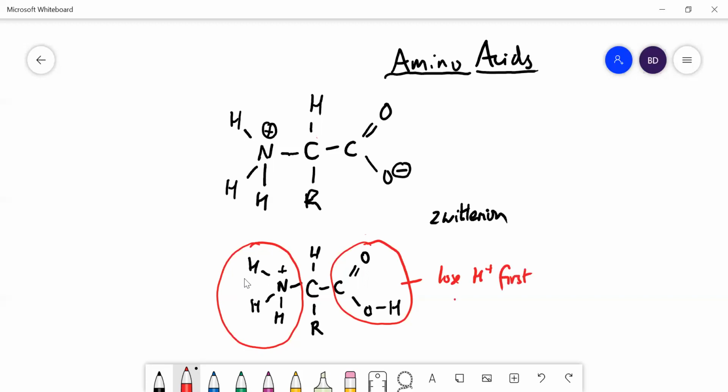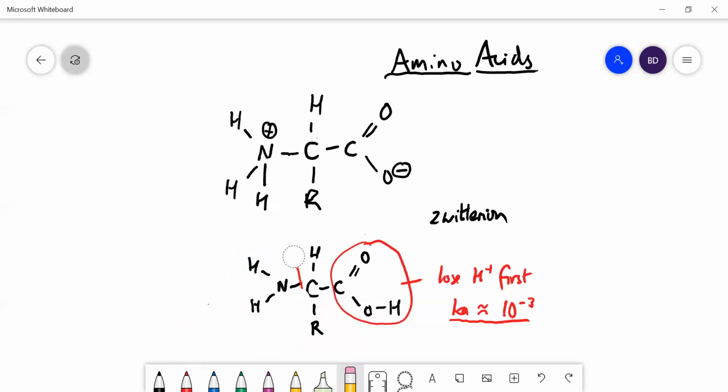The Ka for a carboxylic acid is usually about 10 to the minus 5. In this case, it's higher than that, 10 to the minus 3 or something, whereas the Ka for that is more like 10 to the minus 9. So this will give away its proton way before the NH3 plus group. So you can never get this form. That's totally impossible, where you have the NH2 unionized and the COOH unionized.